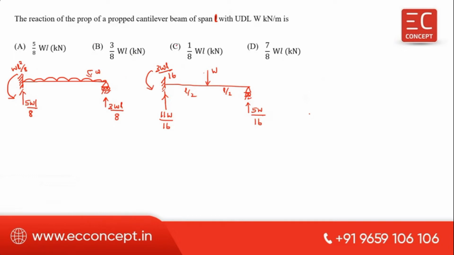So now here they are asking UDL W kilonewton per meter throughout the length. Therefore, answer for this question is 3 by 8. B is the answer. Okay, prop reaction they are asking. Okay.